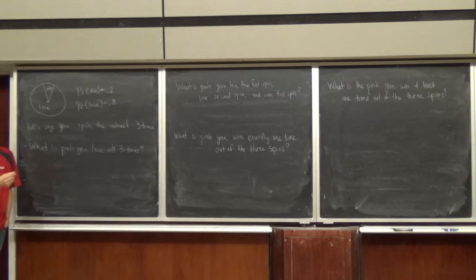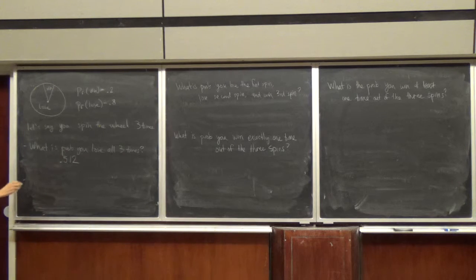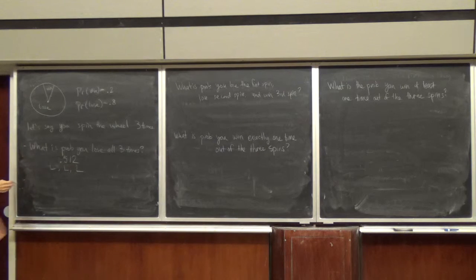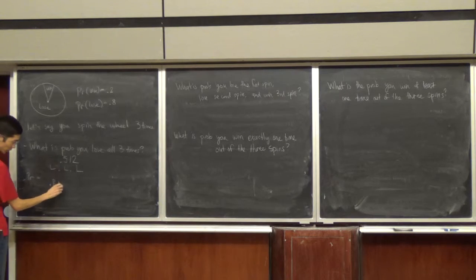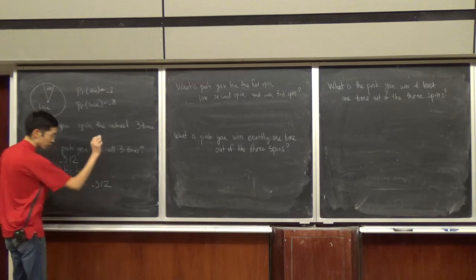What's the probability that you lose all 3 times? I'm getting 0.512. That's my answer. Okay. So what is the sequence of things that has to happen? You're playing the game 3 times. The first time you play, you lose. The second time you play, lose, and the third time you play, lose, right? And these are all independent events. What happened before has no influence on what happens in the future. So the probability is 0.8 times 0.8 times 0.8. When you do that, you get 0.512.